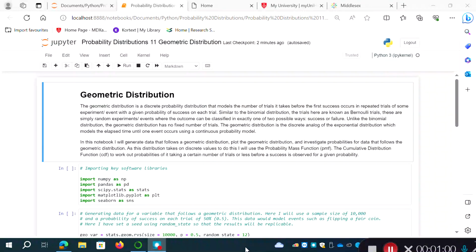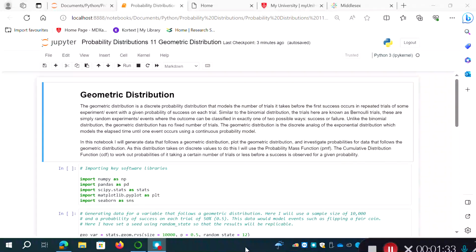So it's similar to the binomial distribution, and the trials here are known as Bernoulli trials, like for the binomial distribution. And these are simply random experiments or events where the outcome can be classed in exactly one of two possible ways, as success or failure. And if you'll remember from previous videos, that's not a value judgment. The success could be the likelihood of contracting some disease or something like that, depending on the outcome that we're modeling.